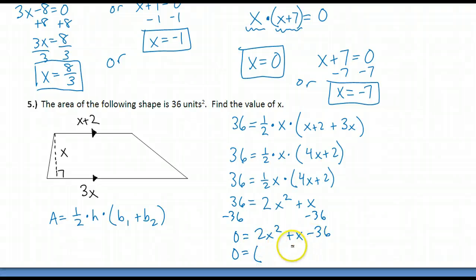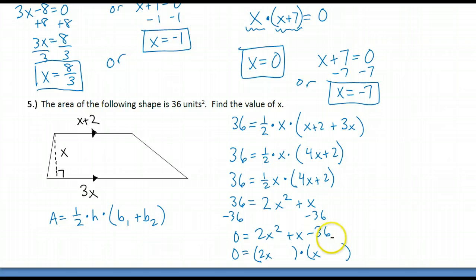I'm going to rewrite this trinomial as something times something. I'm going to have a 2x and an x, and I have a whole bunch of multiples of 36, but I need them to pair up to give me 1 for my middle term. I could use 1 and 36, 2 and 18, 3 and 12, 6 and 6, but the one that I want to use is 4 and 9.